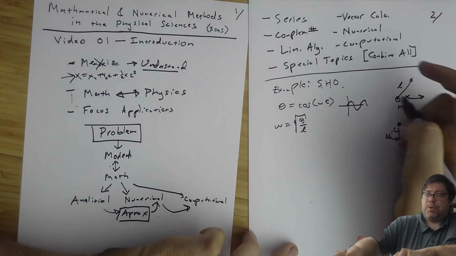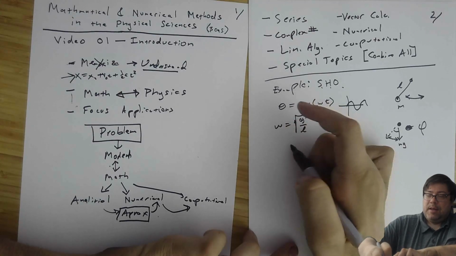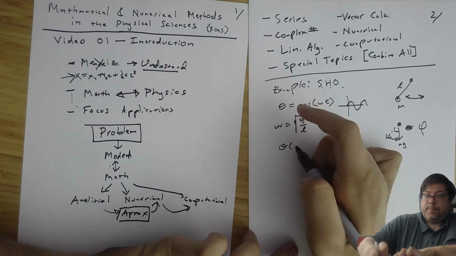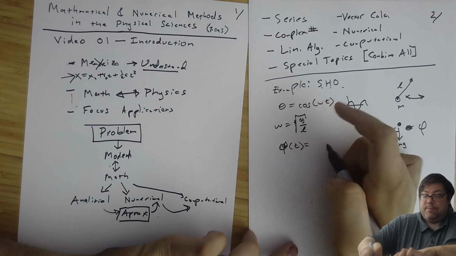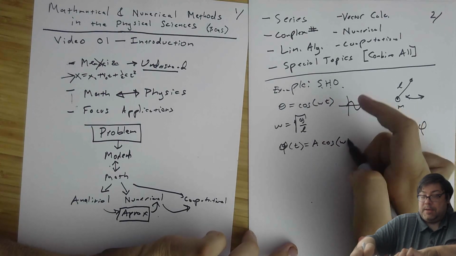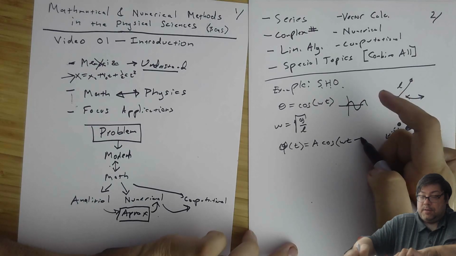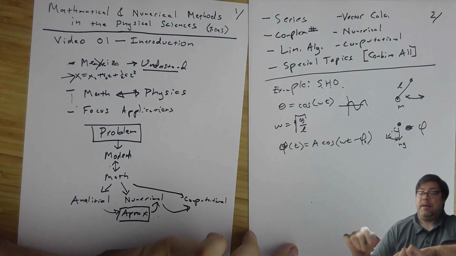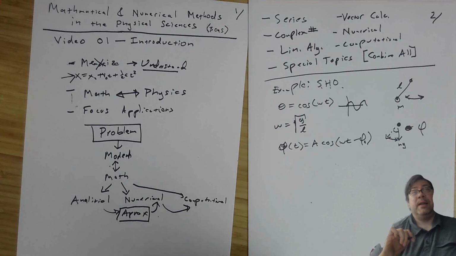And you know that you can pull it back to different lengths, right? And so theta, and again let's call this phi. So phi of t equals some amplitude times cosine of omega t minus, let's call it phi 0, right? And this depends on where you let it go.